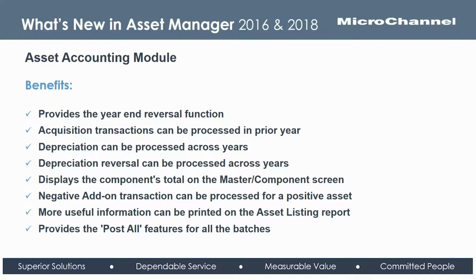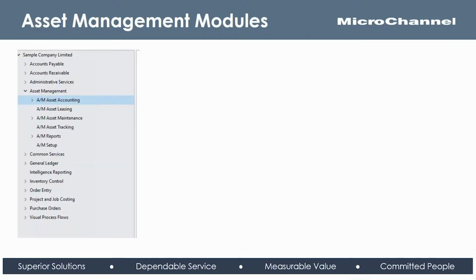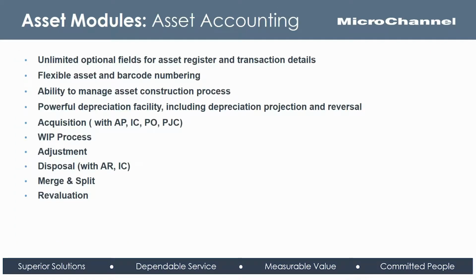In the latest version, 2018, they have this feature where in all modules you can post all batches, as opposed to posting one batch at a time, and they've included this in the asset accounting module. In the four asset management modules you have asset accounting, leasing, maintenance, and asset tracking. We'll discuss them more in detail as we go.